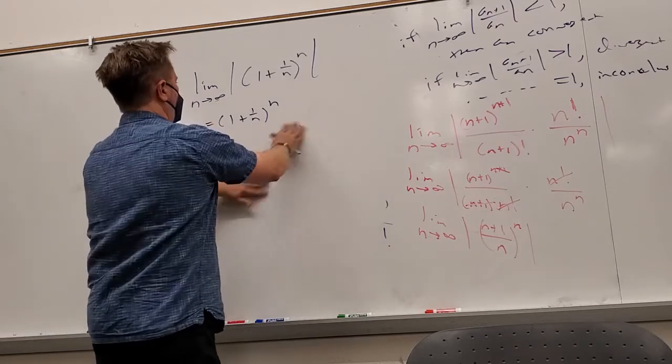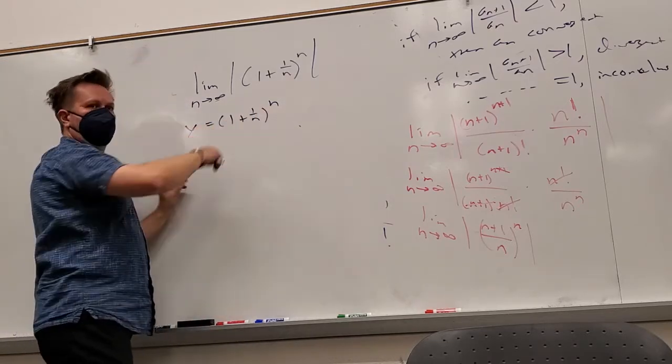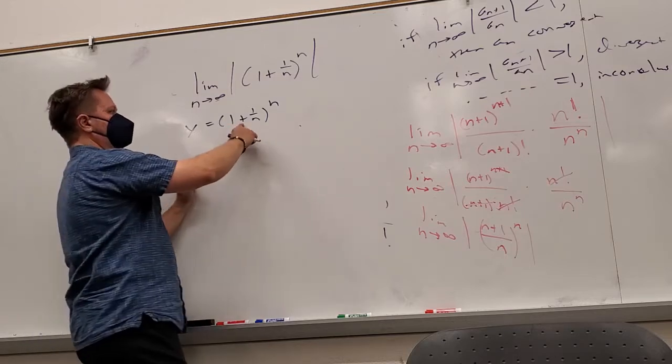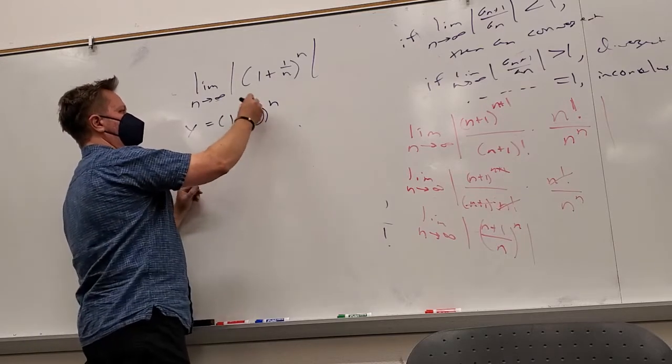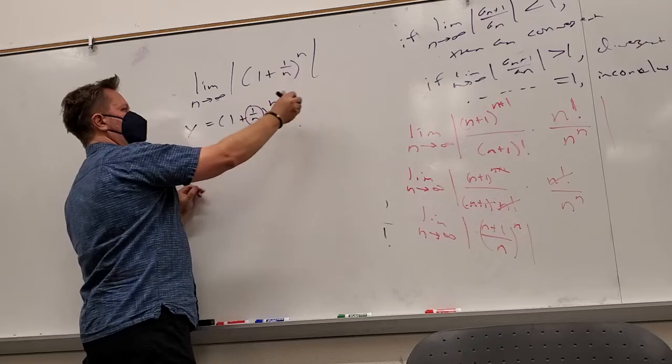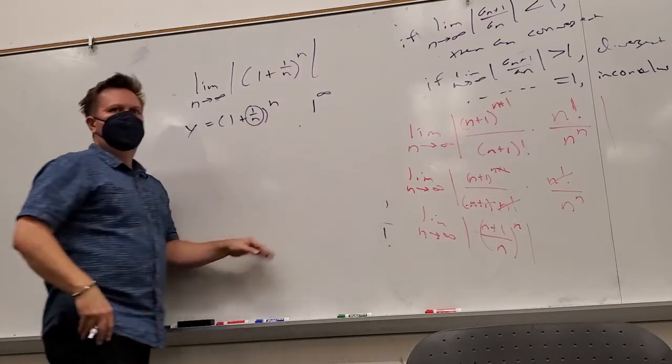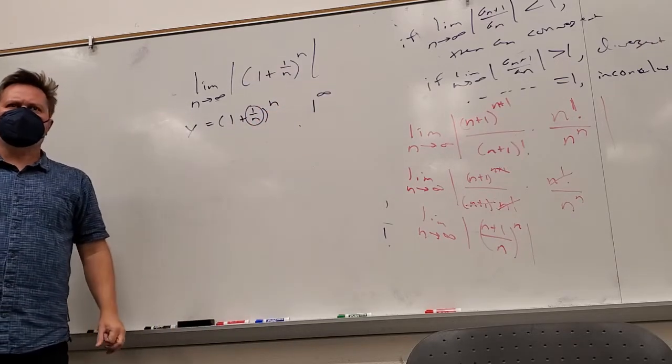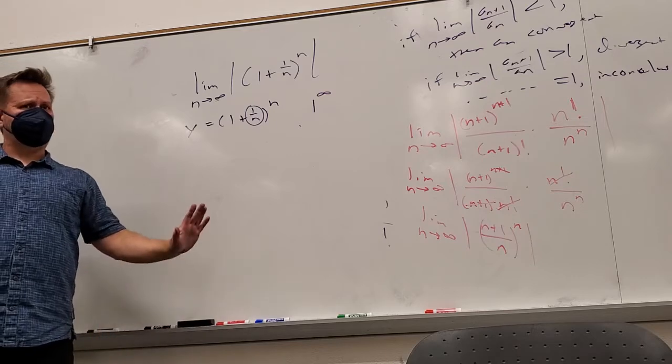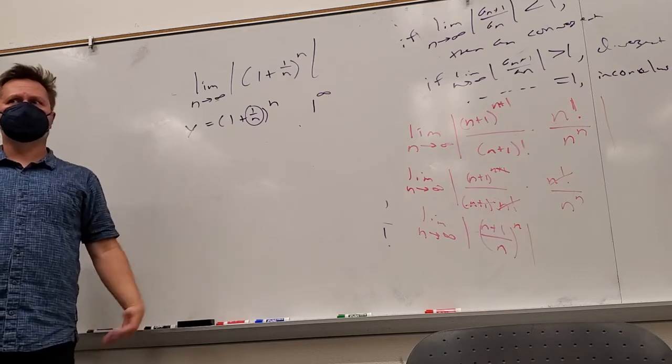What sucks about trying to investigate this limit is that n is up in the power, right? What form is this in? As n goes to infinity, what does this do? It goes to 0. So this is 1 to the infinity. Does everybody understand that that's not 1 necessarily, and that's not infinity necessarily?